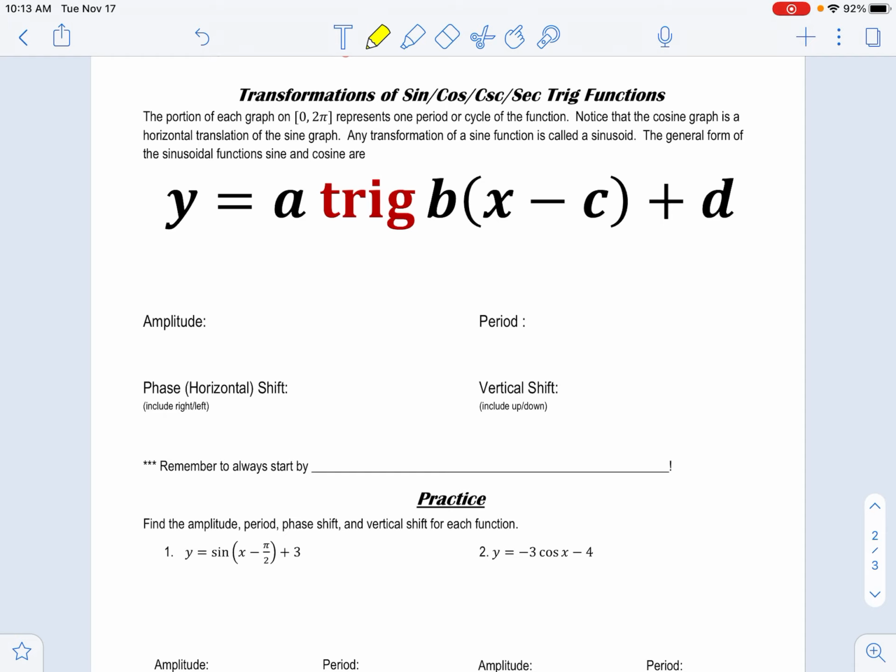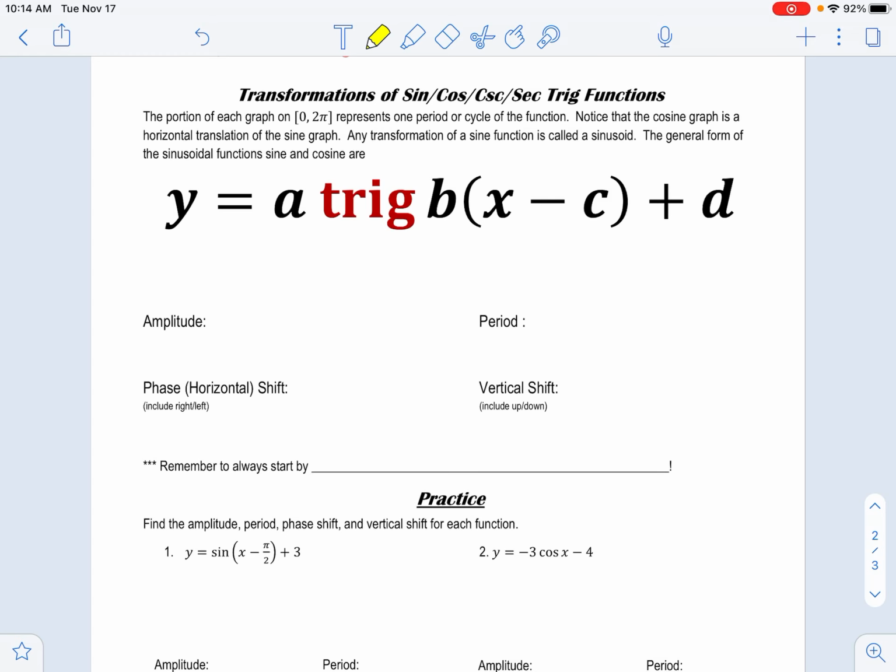So this right here is our basic trig function. It says the portion of each graph on 0 to 2 pi represents one period or cycle of the function. Notice that the cosine graph is a horizontal translation of the sine graph. It's just moved to the right. Any transformation of the sine graph is called a sinusoid. So these are called sinusoidal graphs.